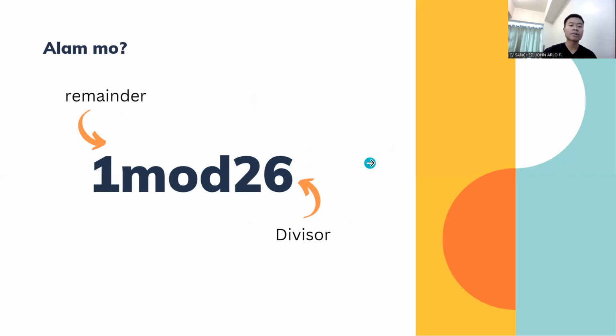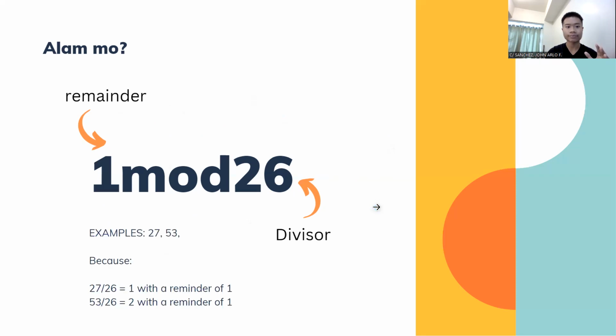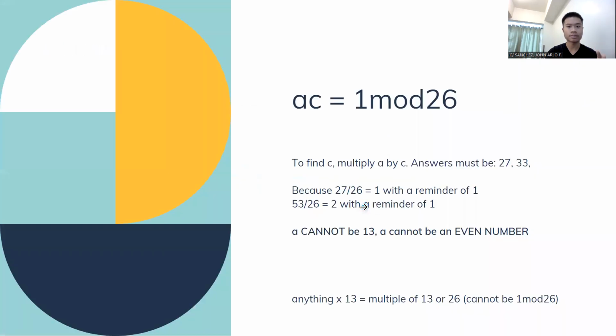Meaning that any number that you divide by 26 and get a remainder of 1 is 1 modulo 26. So how do we use this? We use this to get C. If we know what A is, let's say A is 3, and we want to get C, then A multiplied by C is 1 modulo 26, which could be 27, 53, all these other numbers. So if A is 3, then C could be 9, because 3 times 9 is 27.